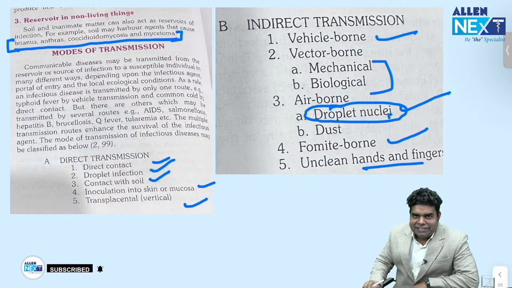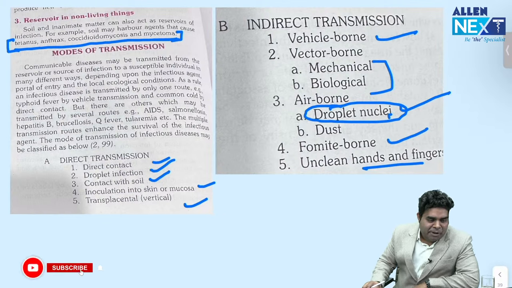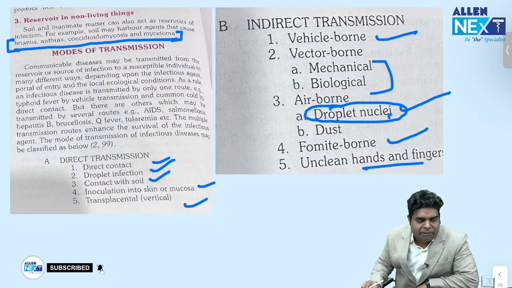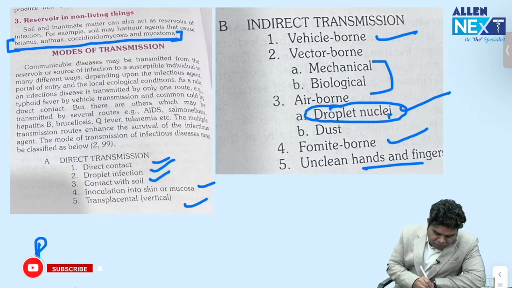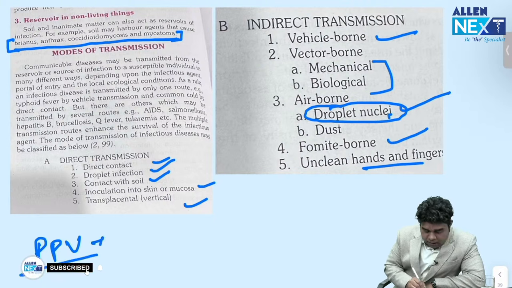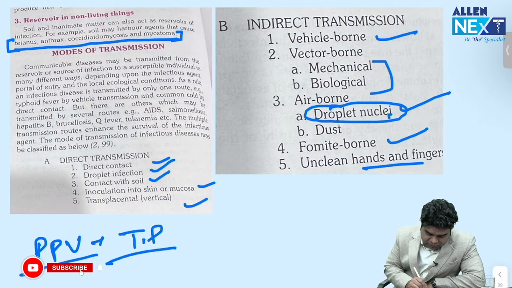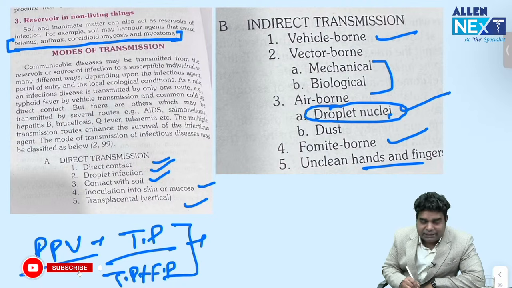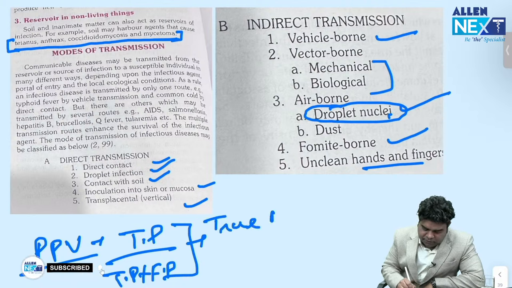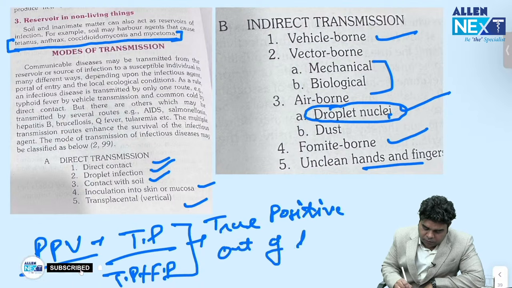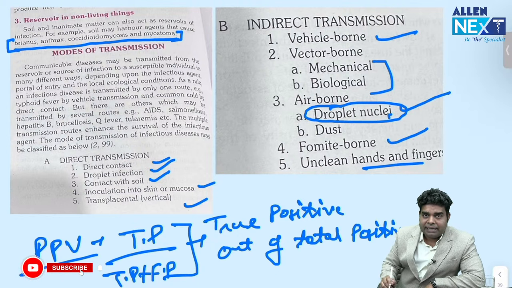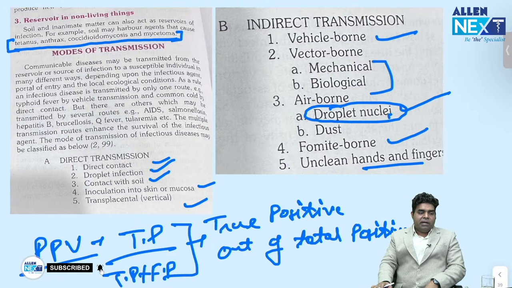Jimmy Jaipur Jackson is asking me a question, sir, PPV definition, asked in FMG 19, please explain in your words. PPV means, of course, the definition is true positive by true positive plus false positive. So we can also ask it as true positive out of total positive. Okay, that is a good definition of PPV.